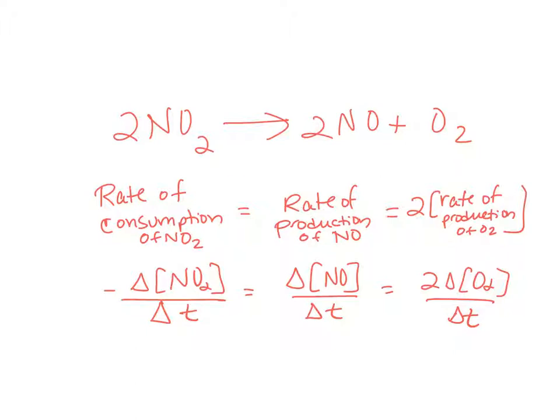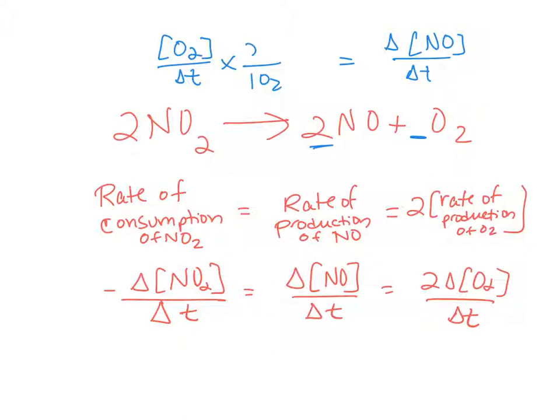For example, in this case, if you knew the rate of production of the oxygen over time and you needed to find out the rate of production of nitrogen monoxide over time, you know your stoichiometric ratios. For every 1 O2, you make 2 NOs, and so you would have to multiply this concentration by 2 to find out the change in the nitrogen monoxide over time. Time should stay the same.